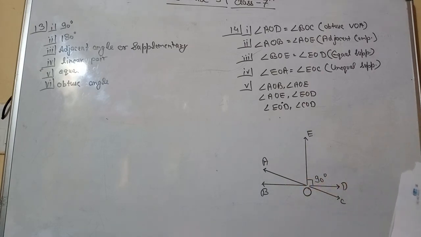Now last one is given, EOD and COD. Okay, EOD and COD. See here, EOD and COD. This is also having a common arm, which is OD, but they are also not forming any linear pair. So this is how we have completed our exercise 5.1, which is based upon linear pair, adjacent angles, supplementary angles, complementary angles.